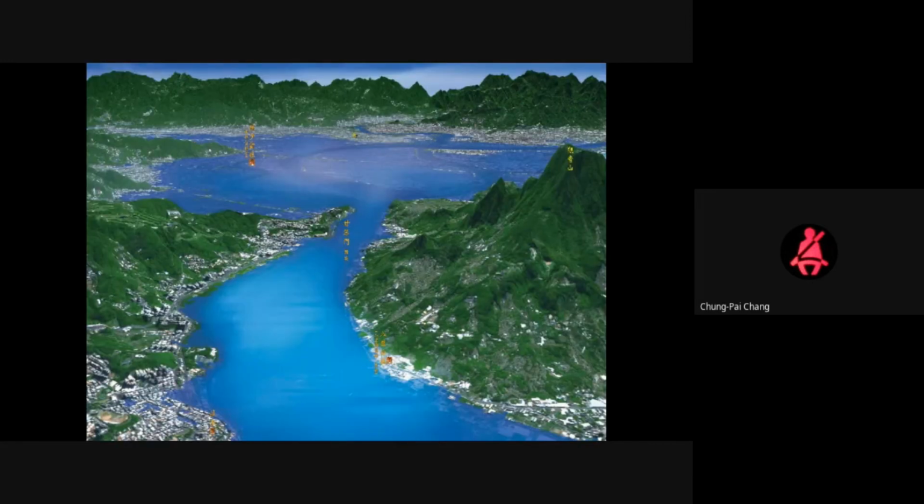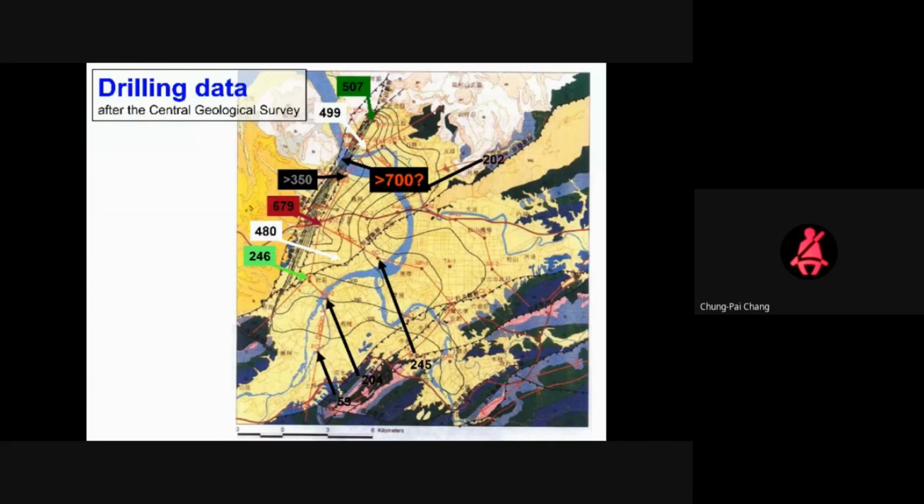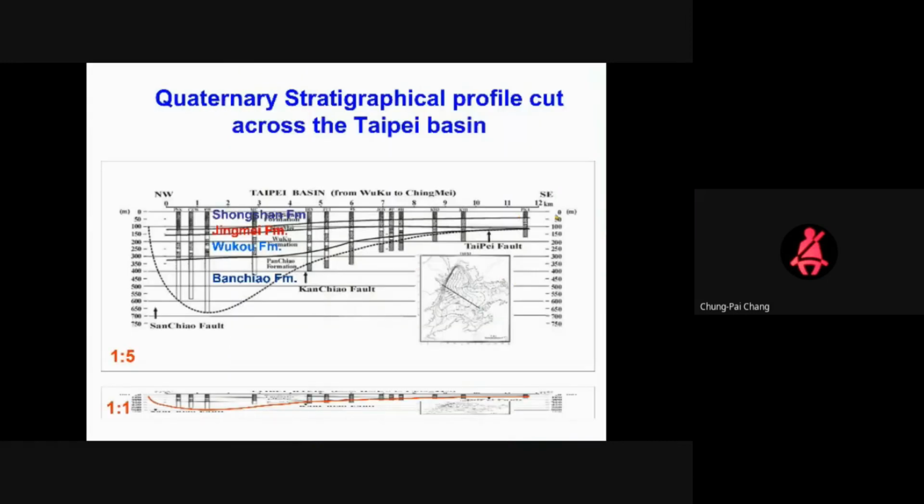And this is a SAR image. We just simulate the lake that was described by Mr. Yu in his book. And right now, of course, we have a lot of geological data from this area, and you can see the basement of the Taipei Basin. Here to the western side is deeper, and the eastern side is shallower. This is the sediments, the shape of the sediments of the Taipei Basin.